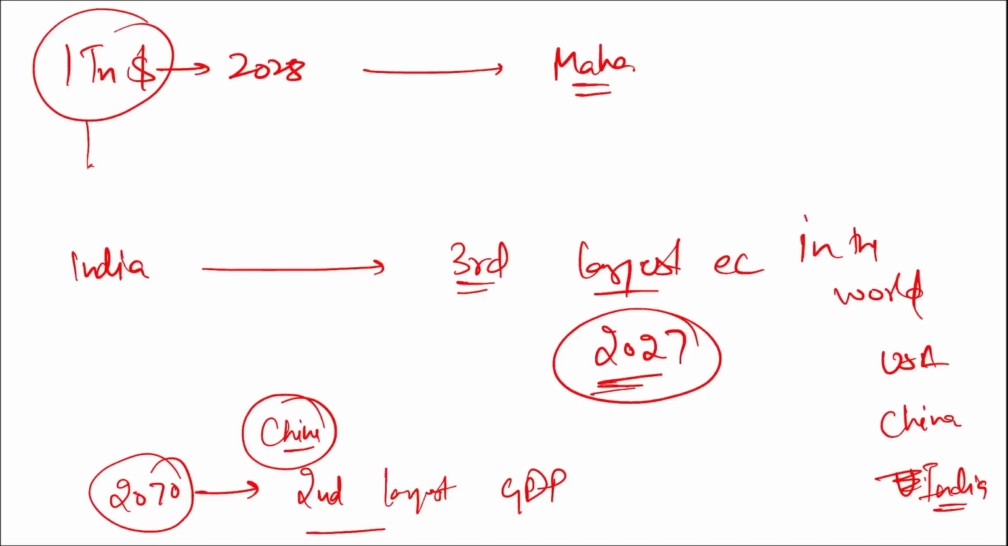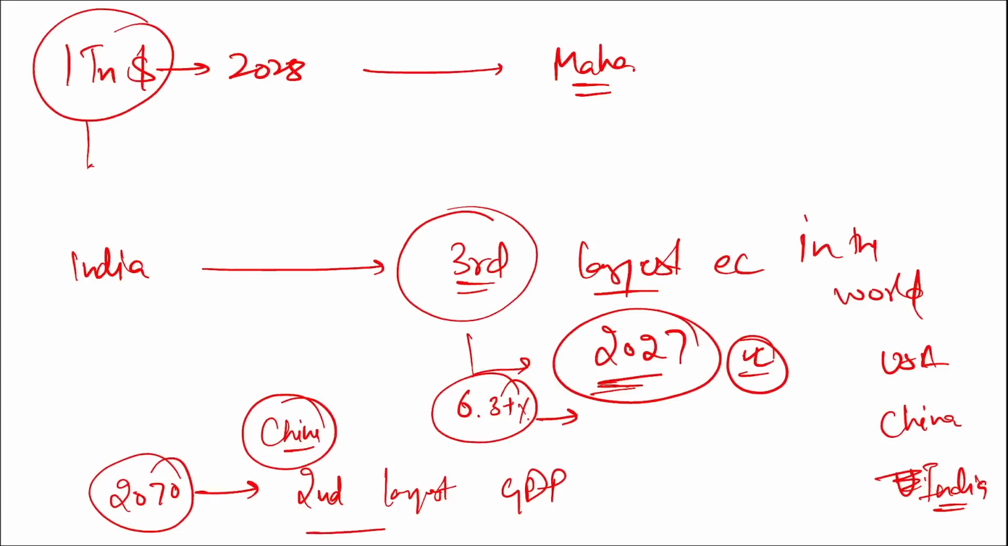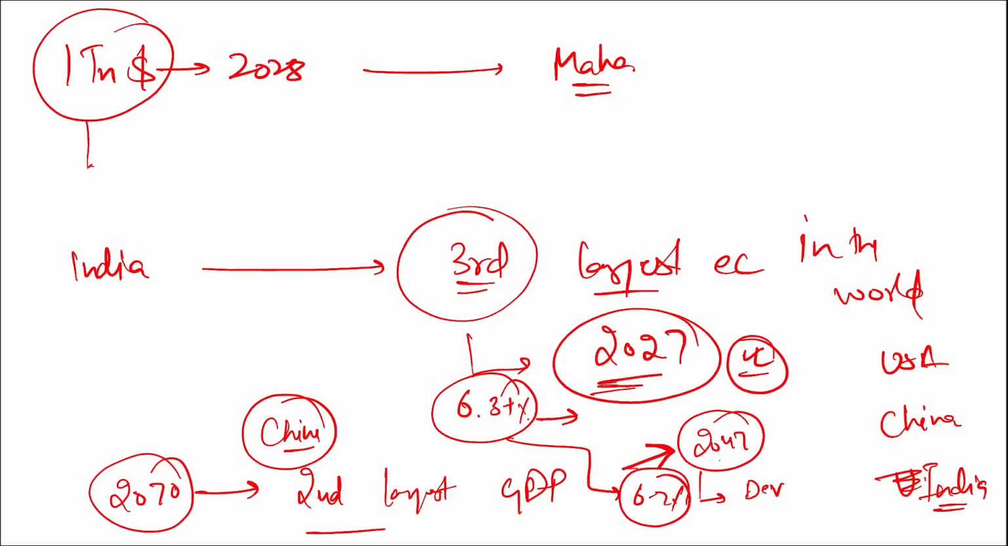Next thing, remember, to achieve the target of becoming the third largest economy in the world by 2027, we need to achieve a growth rate of 6.3% every single year, correct? And another report also suggested that by the year 2047, India is aiming to become a developed nation, and for that we need to achieve 6.7% GDP growth rate every single year till 2047 to achieve the title of a developed nation, because currently we are a developing nation.